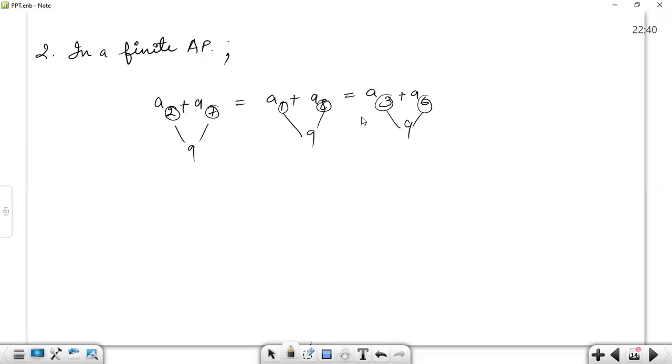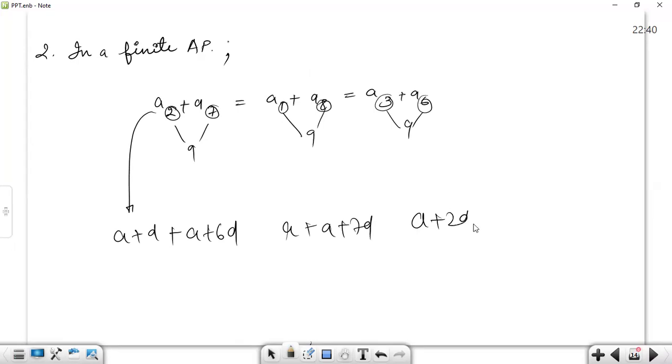Why? Because this will become a plus d. The seventh term is a plus 6d. The first term is a. The eighth term is a plus 7d. The third term is a plus 2d. The sixth term is a plus 5d. Now calculate. This becomes 2a plus 7d. This becomes 2a plus 7d. This becomes 2a plus 7d. Okay, this is the logic behind it.